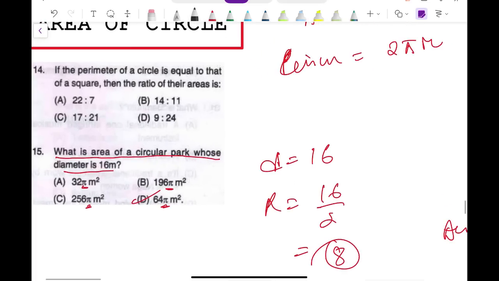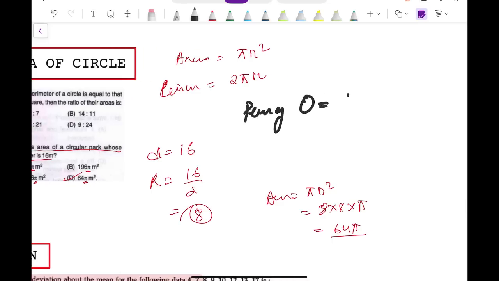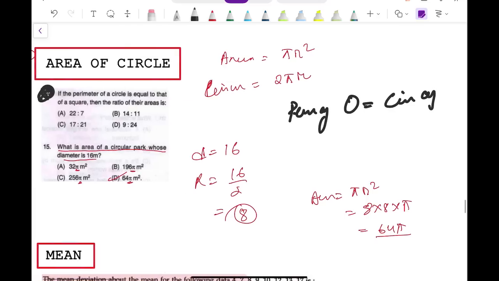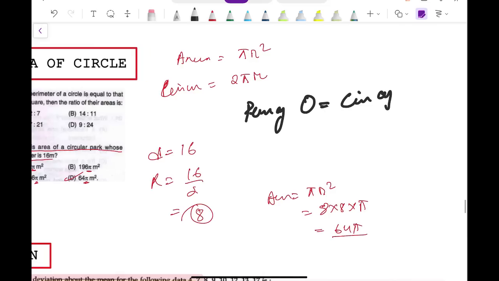Let's try this question because if you look at other boards' PYQ, we see this kind of question often. If the perimeter of a circle is equal to that of the square, that means circumference of the circle is equal to... since they are using perimeter, I'll just use perimeter. Perimeter of a circle is equal to perimeter of square. So what's the perimeter of a circle formula? It is nothing but circumference, 2 pi r.